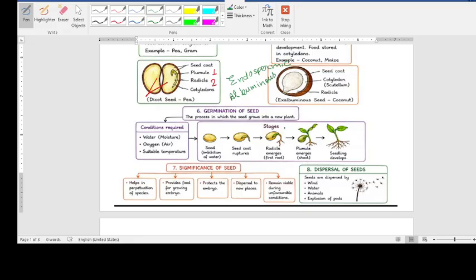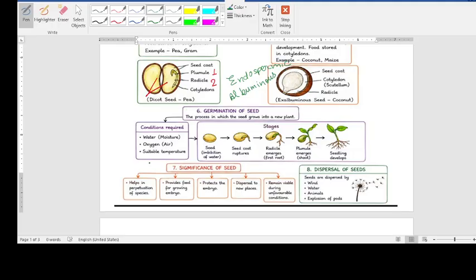Once again, should I repeat? Okay, let's see. Endospermic seeds are those seeds in which endosperm persists till maturity, and non-endospermic seeds are those seeds in which endosperm does not persist till maturity, rather their cotyledons become thick and fleshy to store food.